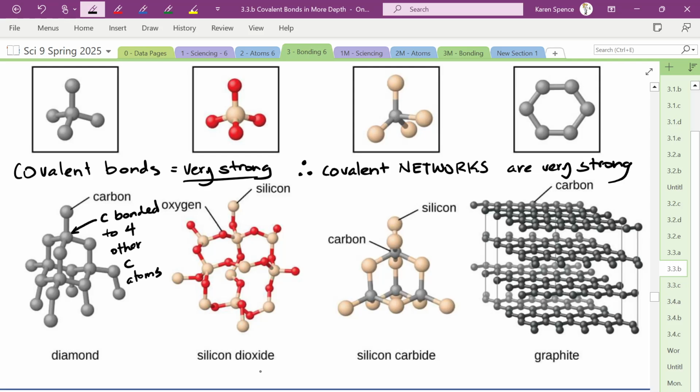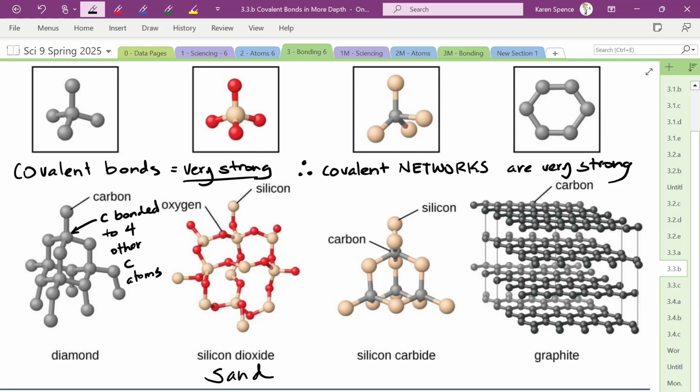Silicon dioxide, that's like sand. Silicon carbide is another kind. And we actually have a 3D model of another form of carbon. This one is the kind of carbon called graphite. Do you guys know where you would find graphite?